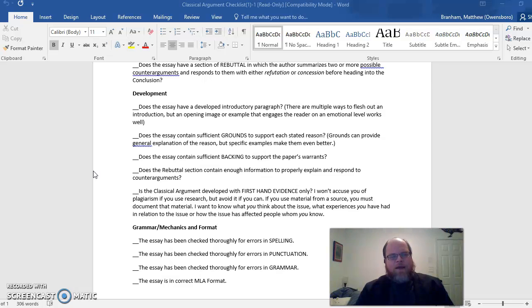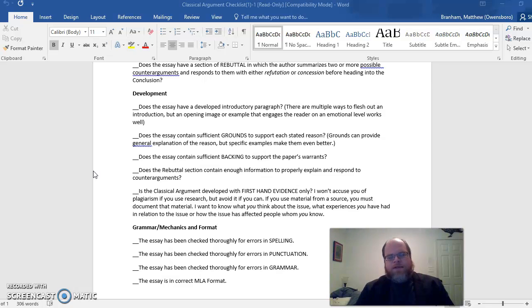So make sure that with your introductory paragraph, you do have some development in there. There should be more than just the claim, the thesis. There are a lot of ways to introduce an essay, which you've probably studied before. You can start with an emotional scene or an example, or if there's an anecdote that you have related to the topic, that's okay. But you should have a developed introduction.